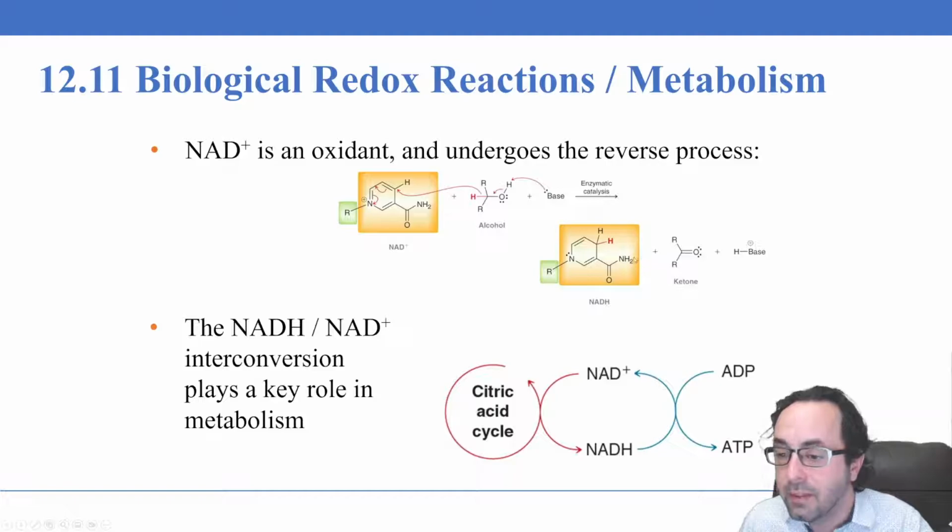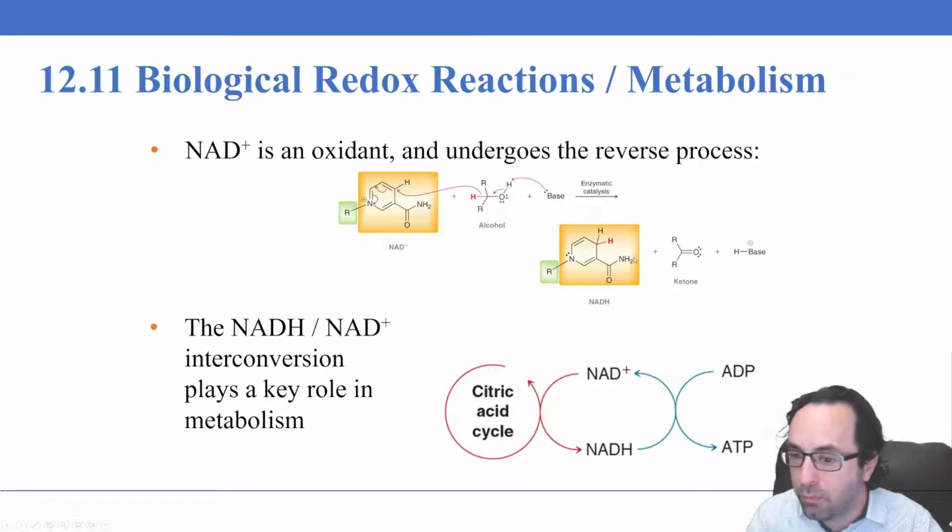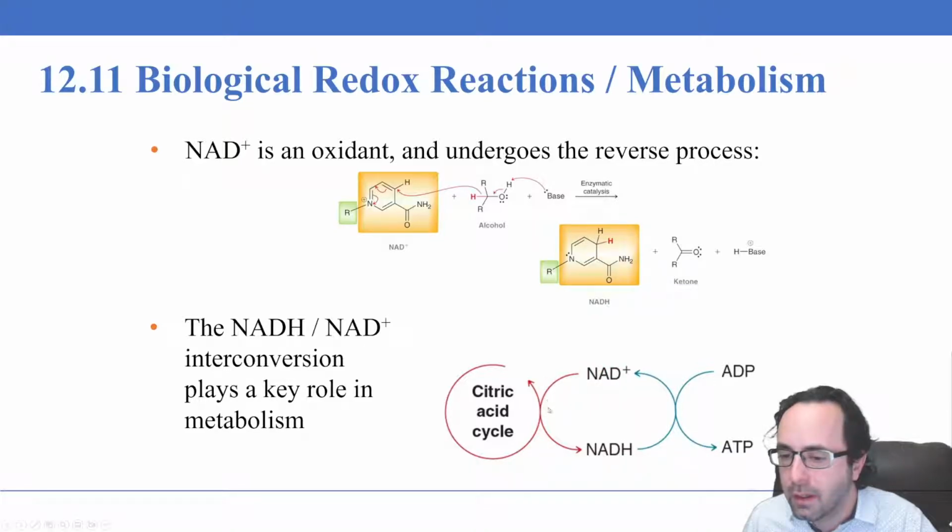And this is a part of the citric acid cycle. The NAD plus gets input into the citric acid cycle. It goes through it, comes out as NADH, and then the NADH goes and turns ADP into ATP, and the ATP is the energy. So you're going to learn about the details of this when you take biochemistry later. We'll talk about it a little bit more in Chem 213, and you'll learn even more if you take biochemistry after.